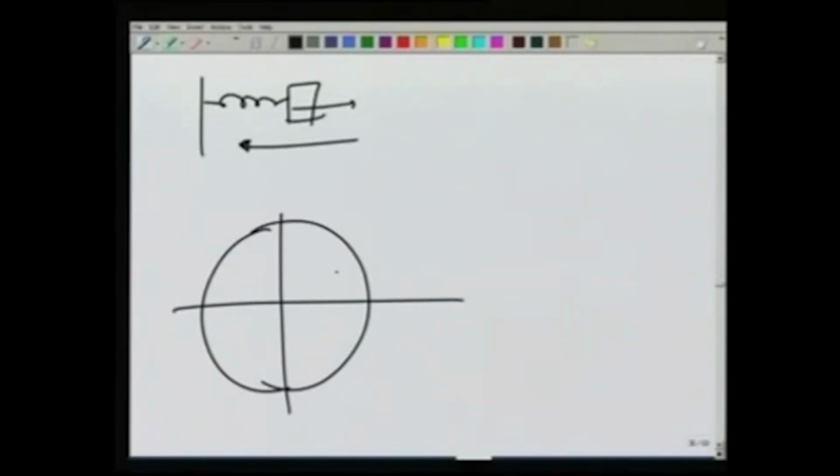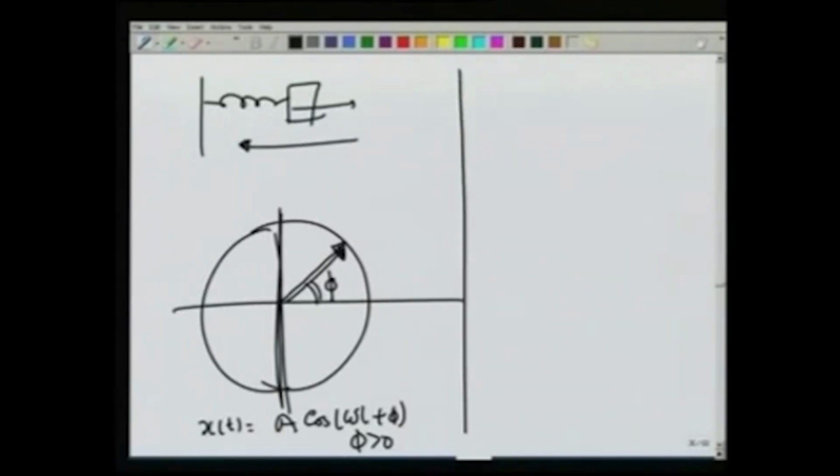So the particle was displaced positively, the phasor tip has to be on the right hand side of this line, and it was moving in the negative direction, so the phasor would be somewhere here, with this angle being phi. You can see that x(t) is going to be a cosine of omega 0 t plus phi, with phi being greater than 0.